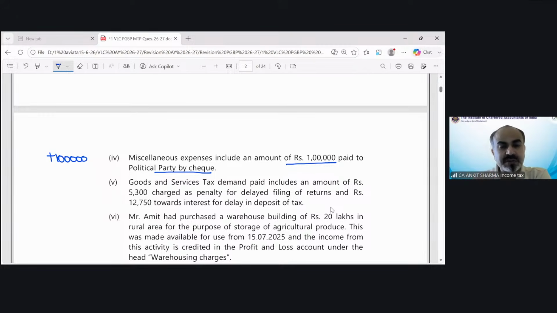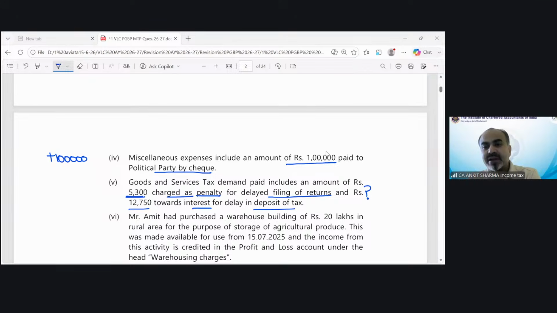Next is goods and service tax demand paid, which includes an amount of rupees 5,300 charged as penalty for delayed filing of return and rupees 12,750 towards interest for delay in deposit of tax. Can you tell me which of these two payments is going to be disallowed? The answer could be both can be disallowed. The answer could be nothing is disallowed. And the answer could be one of them needs to be disallowed. So out of 5,300 and 12,750, what amount needs to be disallowed?